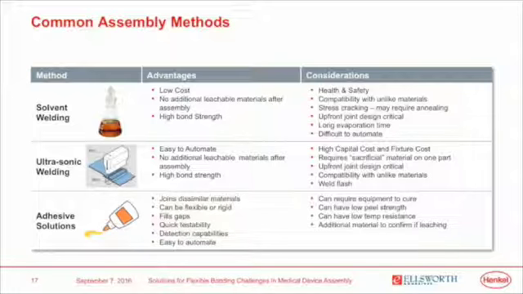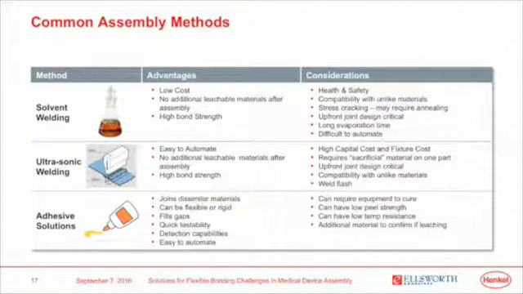However, on the consideration side, a couple that I'd like to just call your attention to without going through the entire list. In many cases, the solvent welding is not compatible with unlike materials, and it is also not compatible with some of the newer flexible materials that have been introduced to the marketplace. It can also be very difficult to automate, and you have to really think about the joint design up front because it will not fill large gaps.